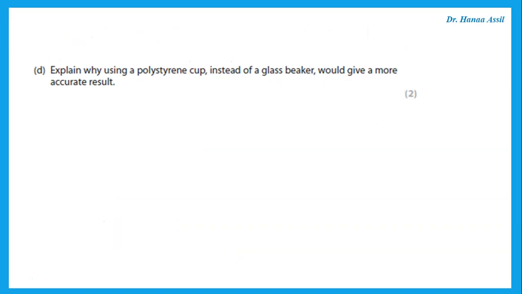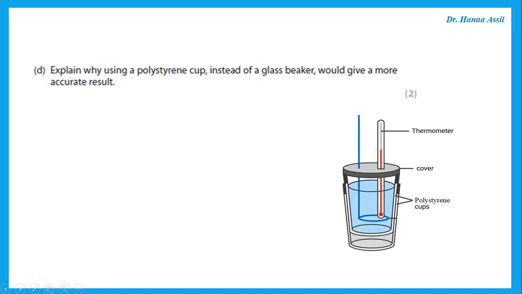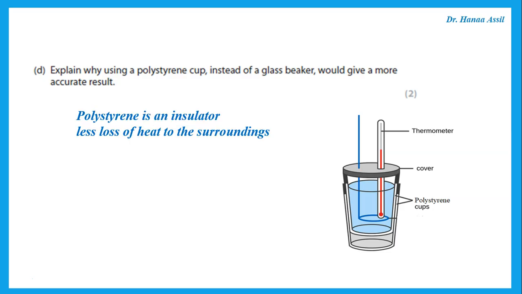Explain why using a polystyrene cup instead of a glass beaker would give a more accurate result. Remember, all of these experiments in which we're measuring temperature, we should do it in a polystyrene cup. Of course, this is because polystyrene is an insulator, so there will be less loss of heat to the surroundings.